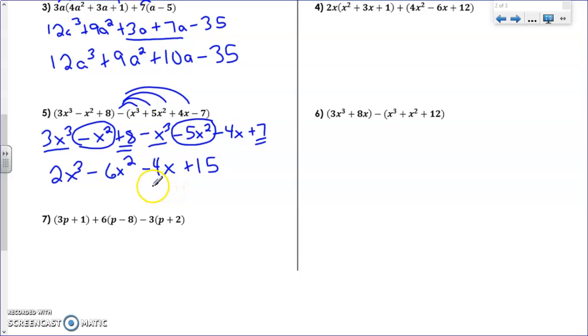Okay, you good? All right, so you do number 7, and then we will check it and move on to multiplying if you're good. Don't just sit there if you're not good, though. Raise your hand if you're struggling.